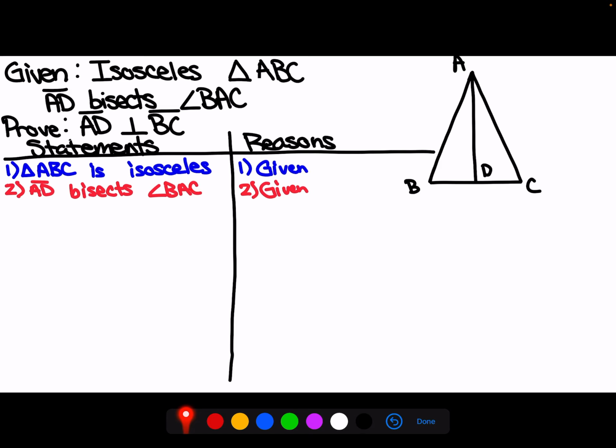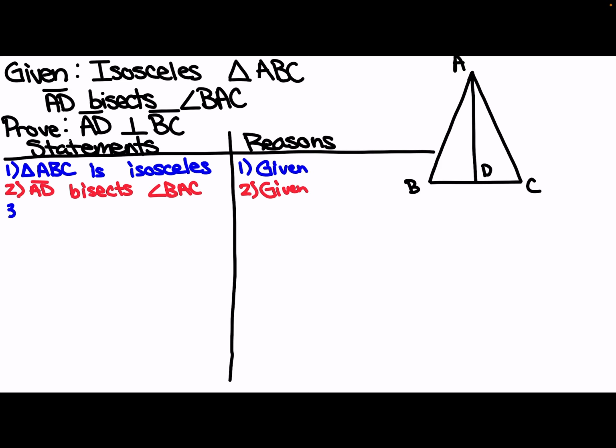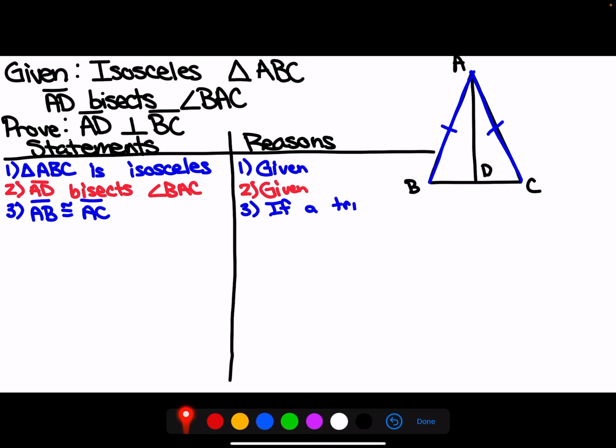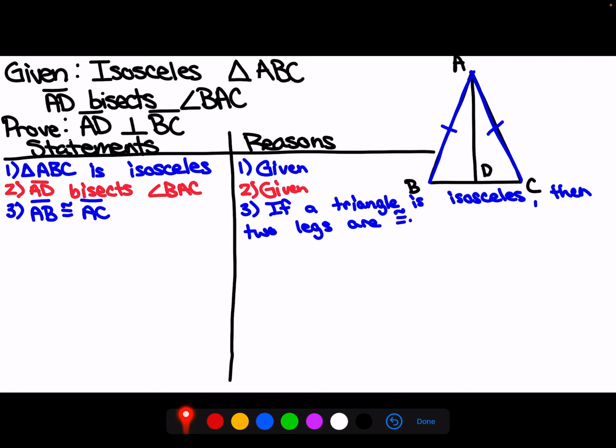If a triangle is isosceles, it has two congruent sides. So I can say segment AB is congruent to segment AC. And the reason that we can say that is if a triangle is isosceles, then two legs are congruent.